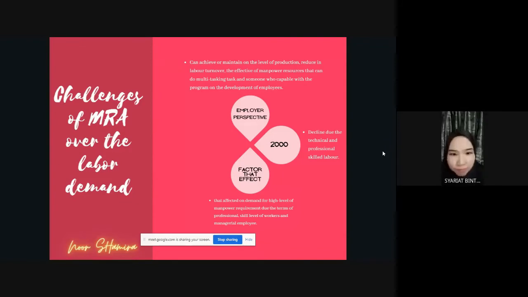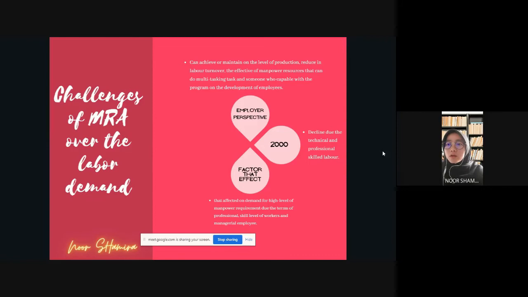Hello, Assalamualaikum. My name is Shamira. I will present the challenges of the manpower requirement approach in the manufacturing sector over the labor demand. From the employer perspective, they need to employ a worker who can achieve or maintain the level of production, reduce labor turnover, be an effective manpower resource that can do multitasking, and someone who is capable with the program on the development of employees.